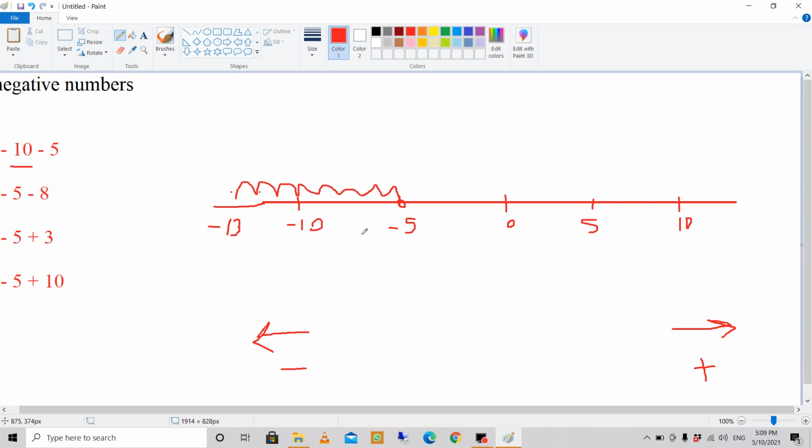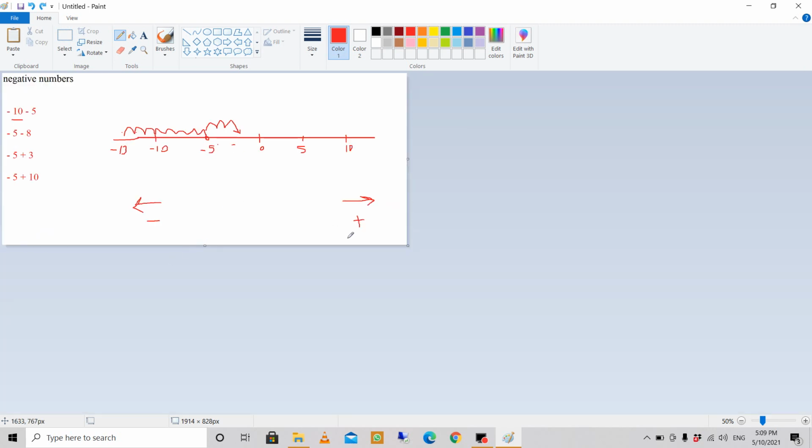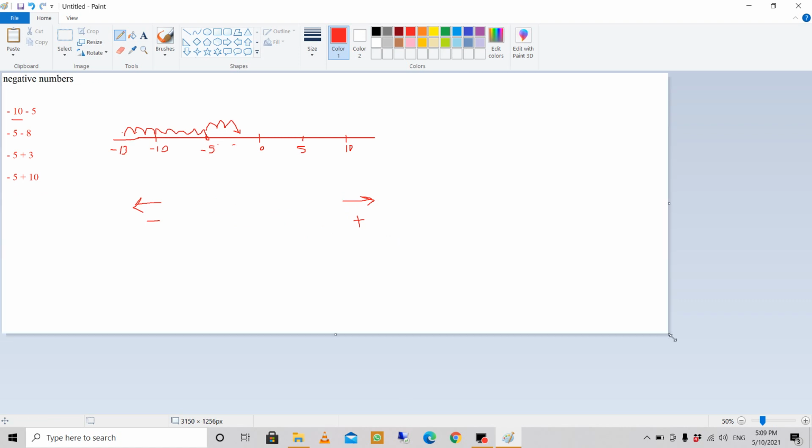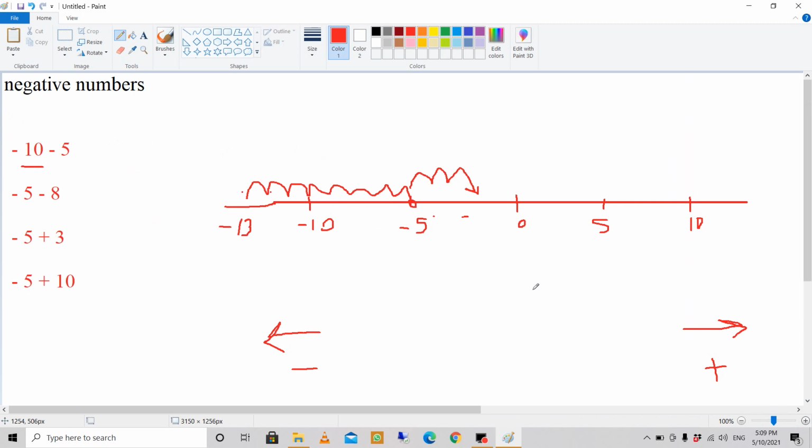The next question is -5 plus 3. Addition means jump towards the right side. So we have to make 3 jumps towards the right side. This will be equal to -4, -3, and -2. And the final one is start from -5 and jump 10 steps toward the right. So these are 5 and 5, 10 jumps. So we get +5.